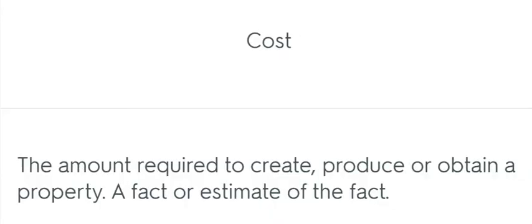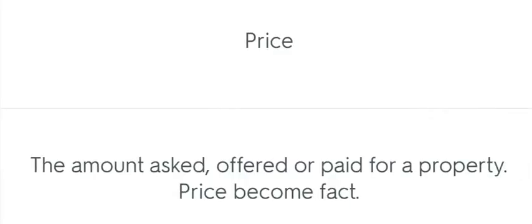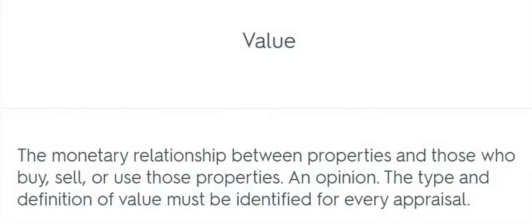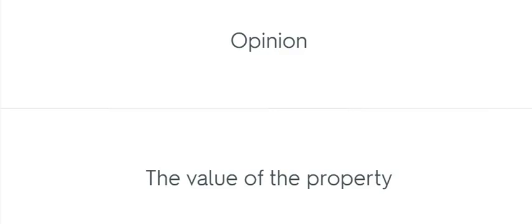Cost. The amount required to create, produce, or obtain a property, a fact or estimate of the fact. Price. The amount asked, offered, or paid for a property, price become fact. Value. The monetary relationship between properties and those who buy, sell, or use those properties. An opinion. The type and definition of value must be identified for every appraisal. Estimate of fact. Reproduction cost developed by an appraiser. Fact. Sale price. Opinion. The value of the property.